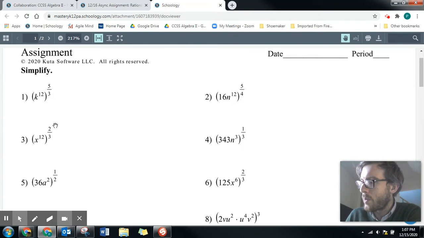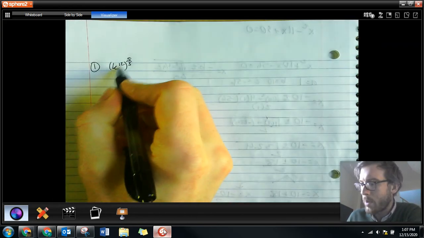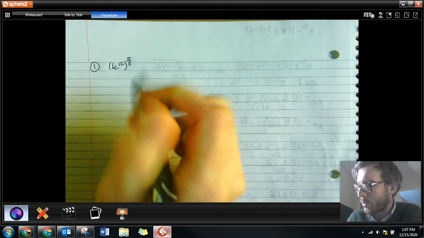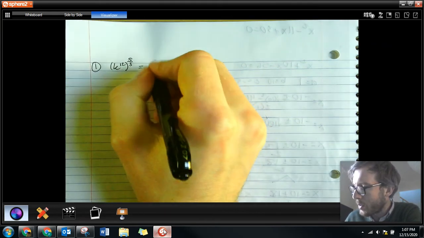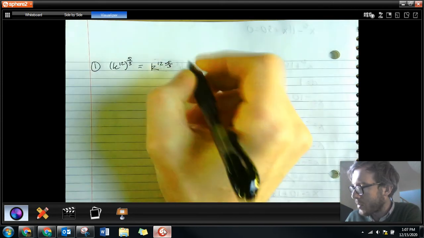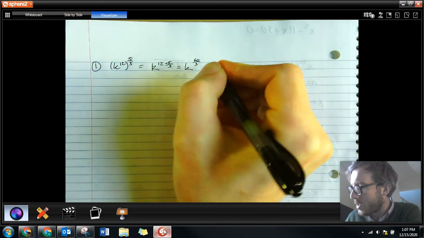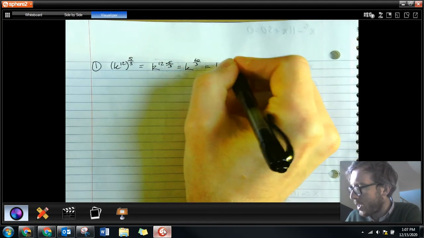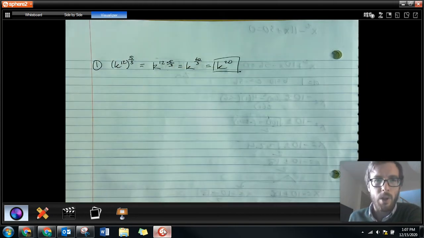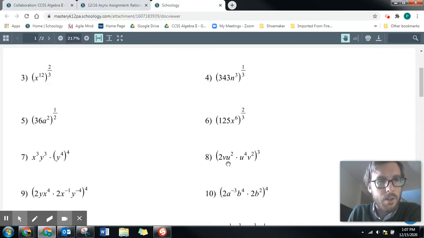K to the 12th power raised to the 5/3 power. Since we are taking one power and raising it to another power, we're using the power rule. When we use the power rule, we multiply the exponents, so 12 times 5/3 gives k to the 60 over 3 power, and that means we have k to the 20th. All I did was multiply 12 by 5/3, and then simplify that fraction so that I got k to the 20th power. You have a couple like that.